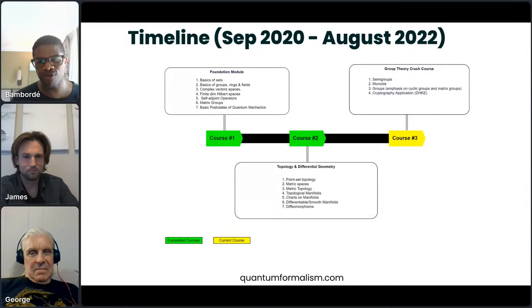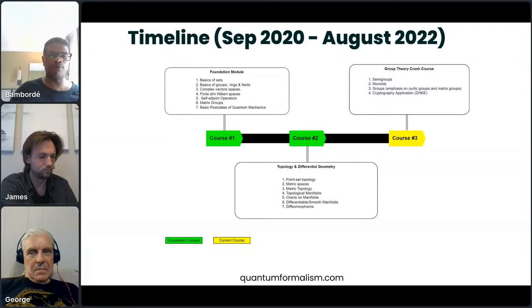So we are at the moment in the course of group theory. The idea is after this, we will go through Lie groups and representation theory. But this brings us the motivation for the current course with James. This is also one of the reasons, because I don't have time. And also it gave us the opportunity to try a new format that James will explain in a minute.